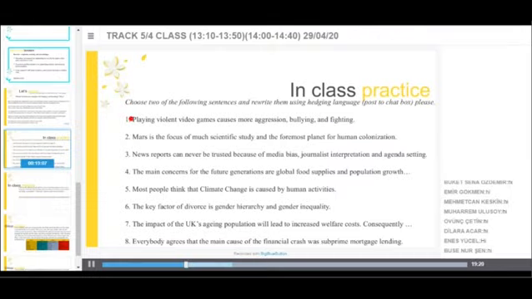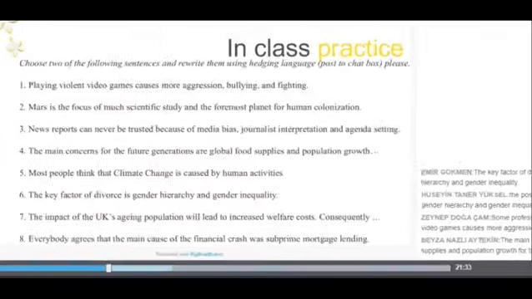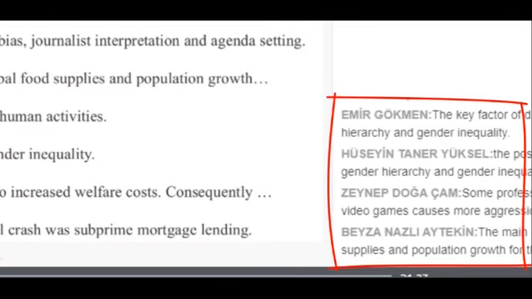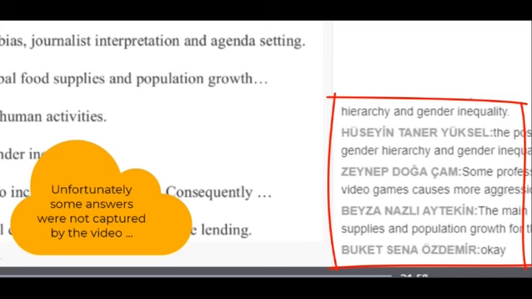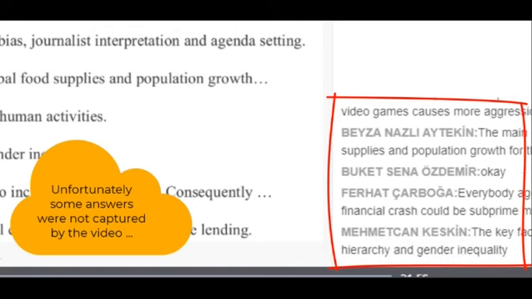So there are 8 statements here, and these are created by using boosting language. Just choose 2 of these sentences, hedge them, and post to the chat box. Playing violent video games can cause more aggression, bullying. Most people think that climate change is. Buket, we use is or may, one of them. Change may be caused by human activities. And the main concern for the future generations might be global food supplies, yes.